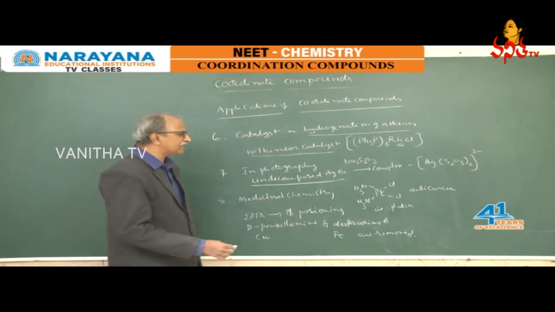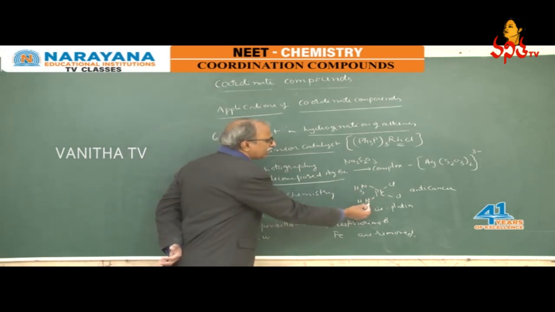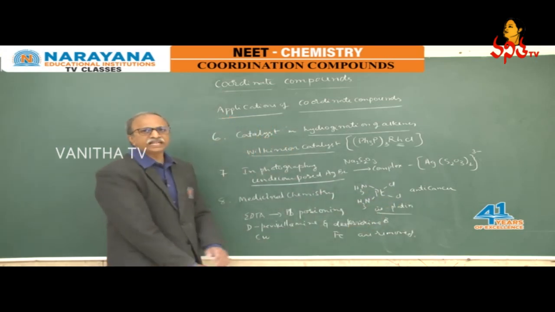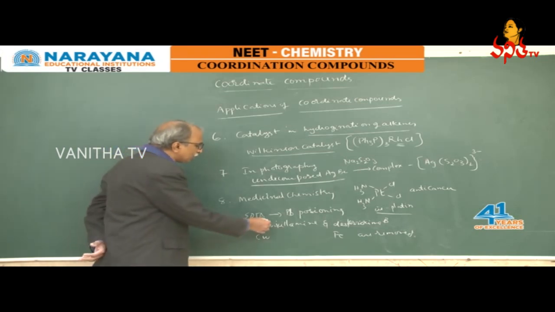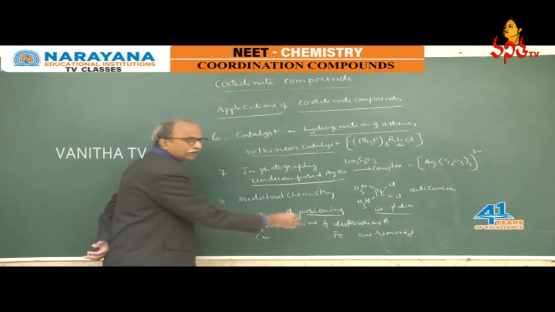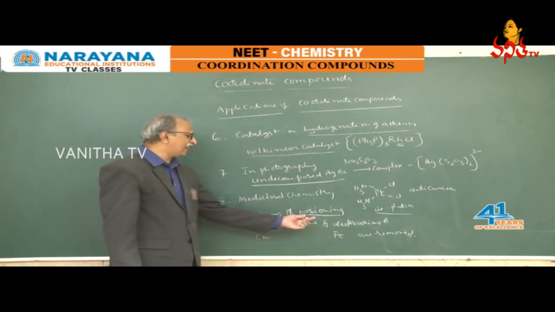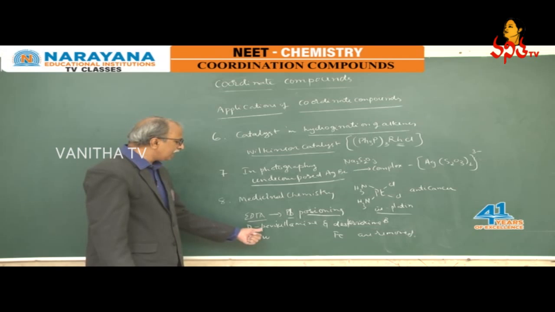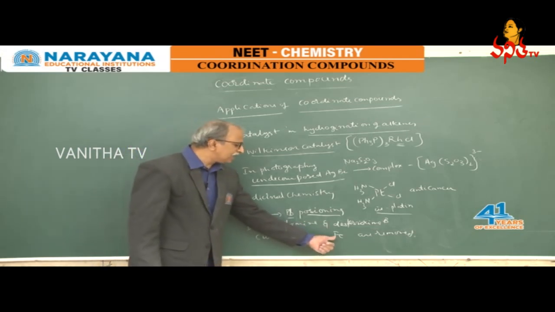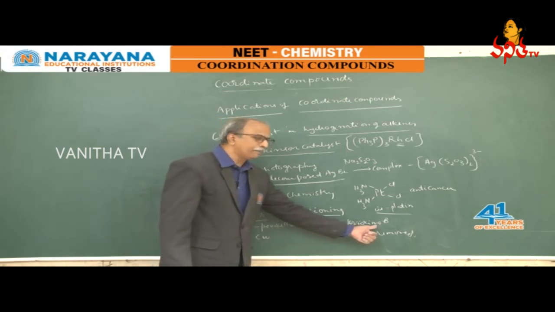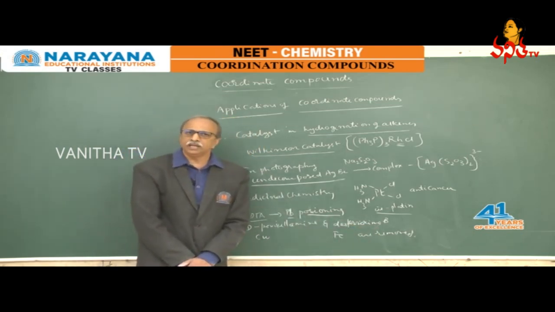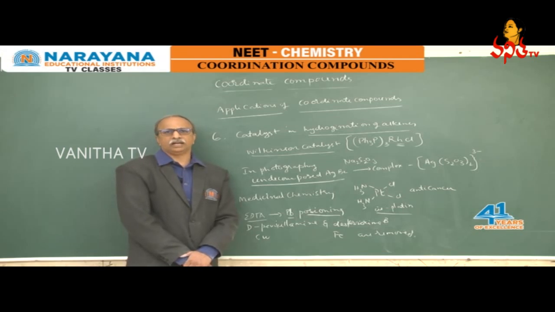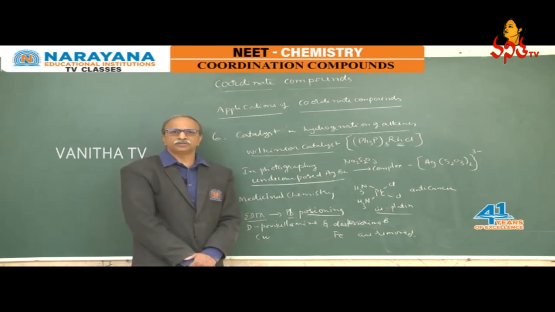Another important use is in medicinal chemistry. In medicines, cisplatin, Pt(NH3)2Cl2, has the chlorides on the same side, and it is used as an anti-cancer drug. EDTA is used to remove lead when human beings are exposed to lead poisoning. Similarly, copper can be removed by using D-penicillamine, and iron is removed by using desferrioxamine B. Like this, so many applications are there for these complexes. With this, we are finishing complex compounds. Thank you, students.